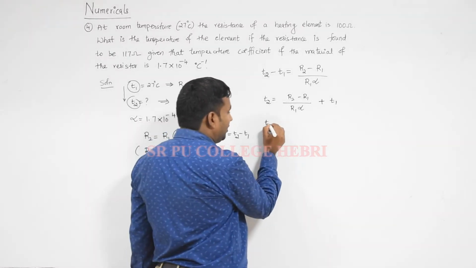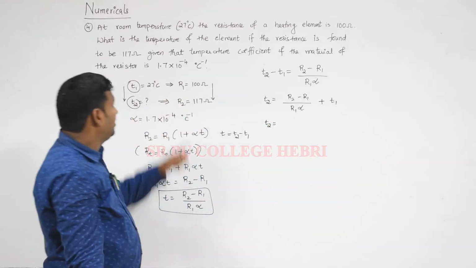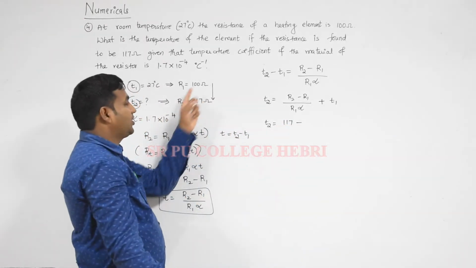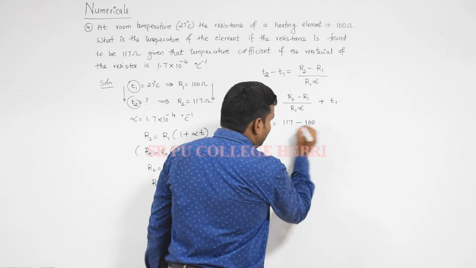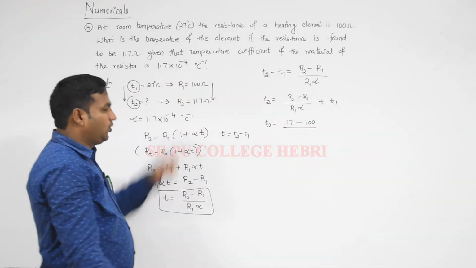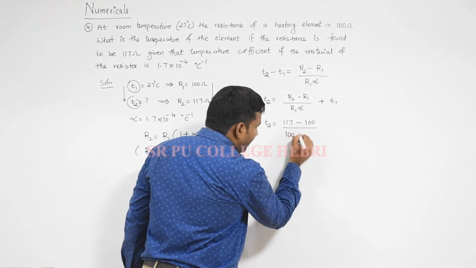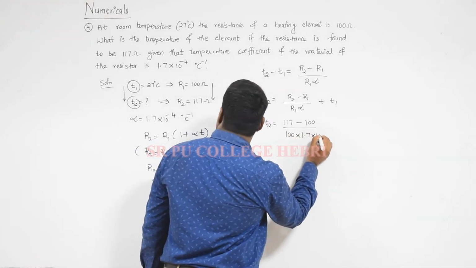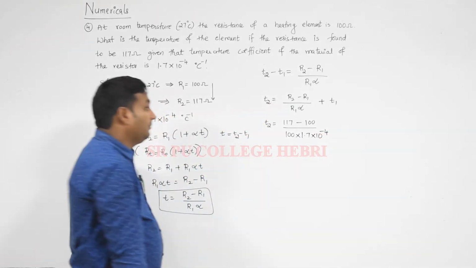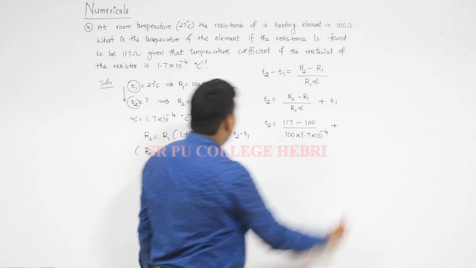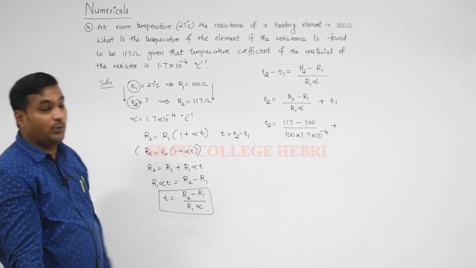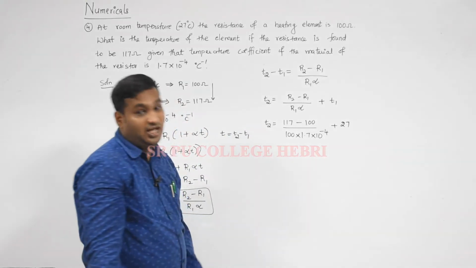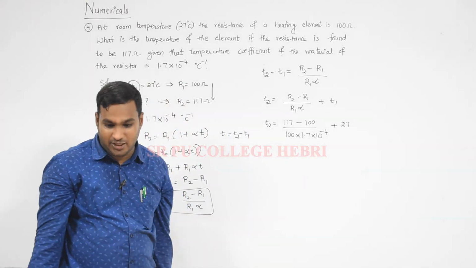Substitute the values here. T2 is equal to R2 which is 117 minus R1 which is 100 ohm, divided by R1 which is 100 into alpha, which is 1.7 into 10 power minus 4, again plus T1, the temperature they have given here, 27 degrees Celsius. It is nothing but 27, the room temperature they have given.